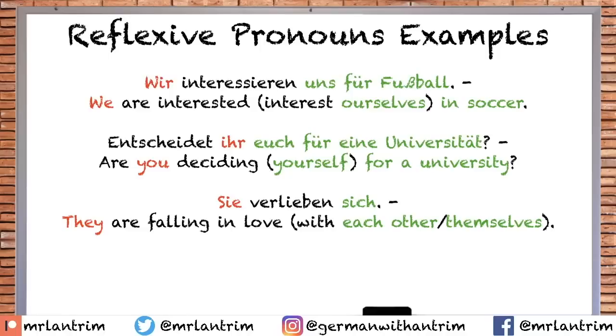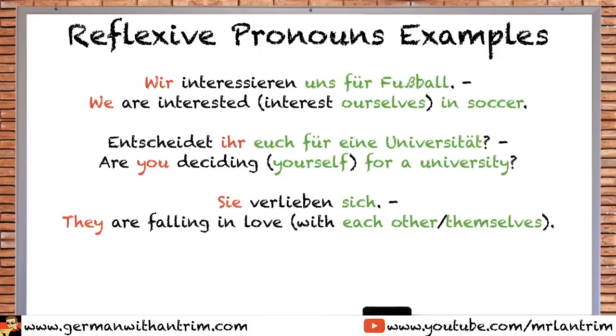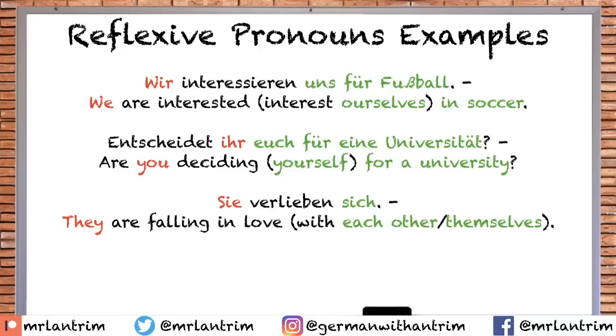Entscheidet ihr euch für eine Universität? Are you deciding yourself for a university? Again, we wouldn't use yourself in English, but in German you do. So are you deciding for a university or are you deciding on a university? Entscheidet ihr euch für eine Universität? Euch is reflexive there.